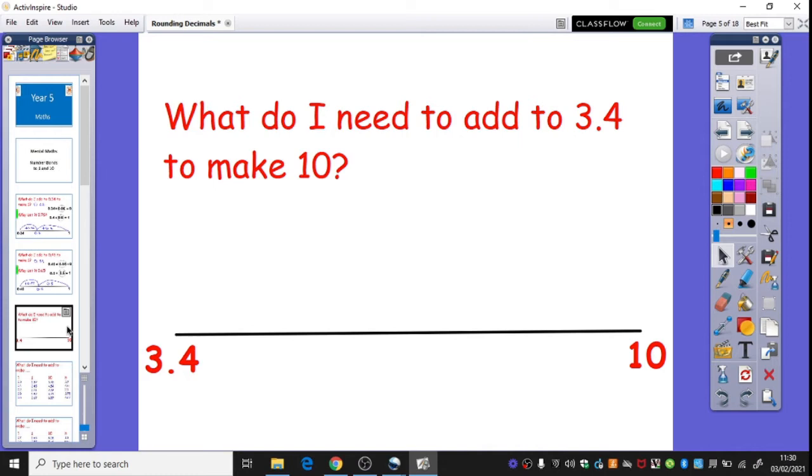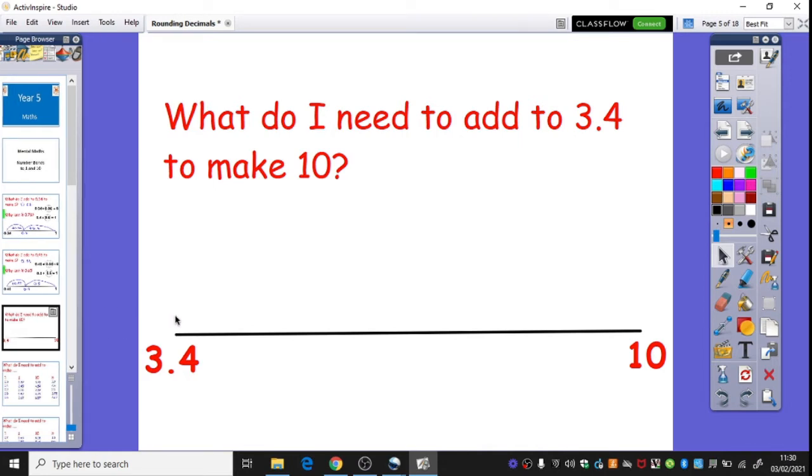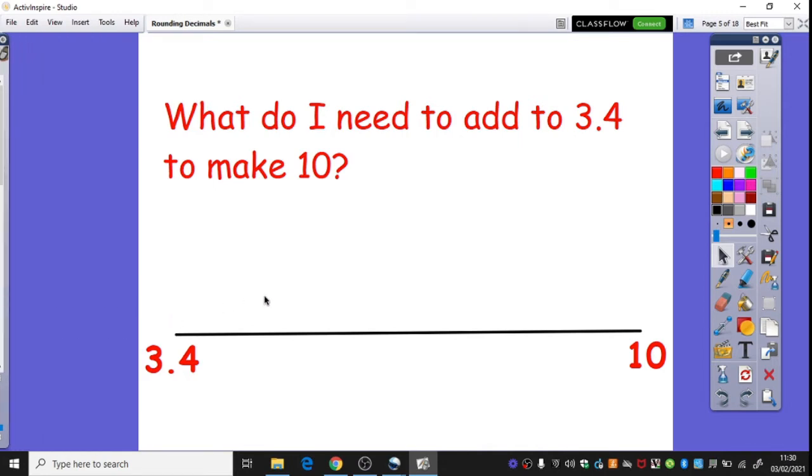Let's have a look at this one then. This one is slightly different. This one says, what do I need to add to 3.4 to make 10? So this time, rather than going to the next tenth, because we're already on the tenth of 4, we're going to go to the next whole number.